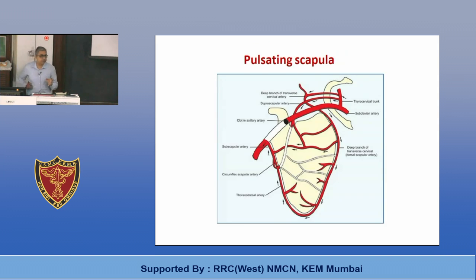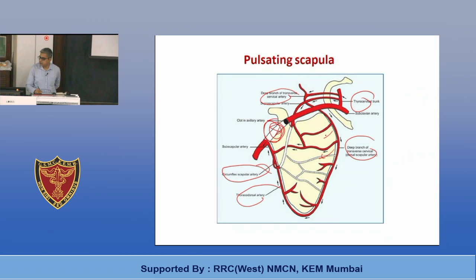Then what is pulsating scapula? Have you heard about the pulsating scapula? In case the second and third part of the axillary artery is blocked, what will happen? Alternate channels form. An alternate channel is formed from the thyrocervical trunk, there is a branch, the branch of the transverse cervical artery, and there is a communication of the circumflex scapular artery and the thoracodorsal artery. So the blood will go from this direction and ultimately into the axillary artery.